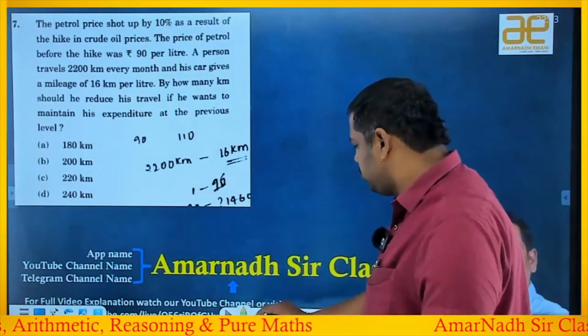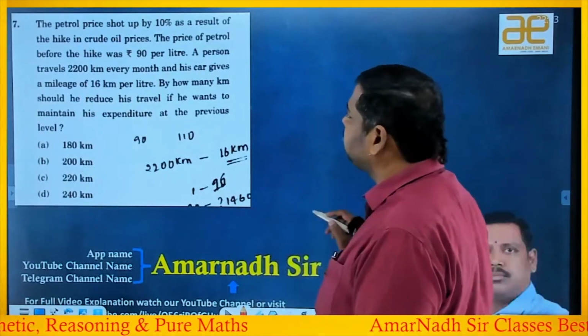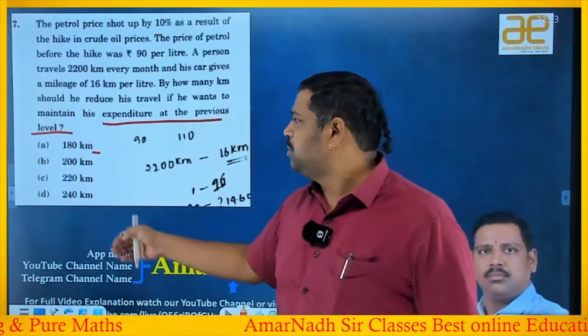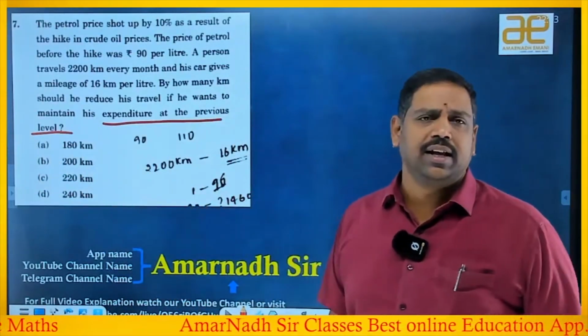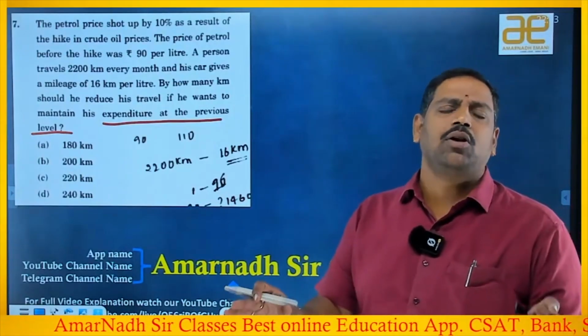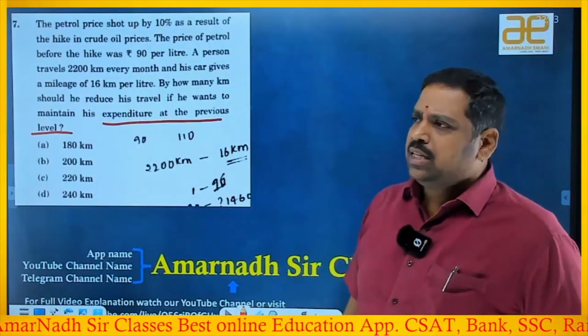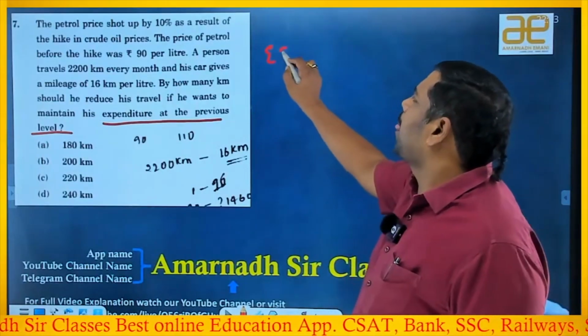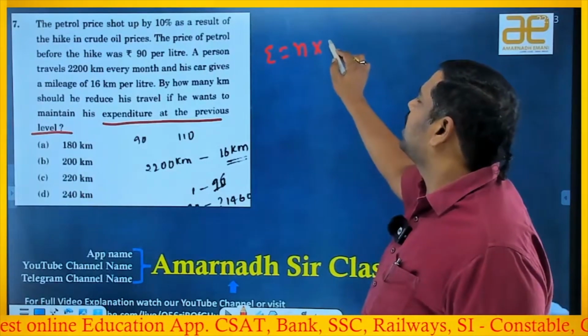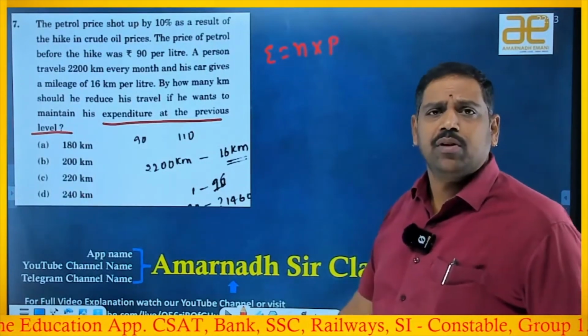Okay, the most important statement that you have to understand is his expenditure is at the previous level. Means the expenditure should not either increase or decrease. That is the important point that you have to understand. So actually, what is expenditure? Number of kilometers you travel into price per kilometer. Yes or no? Okay.